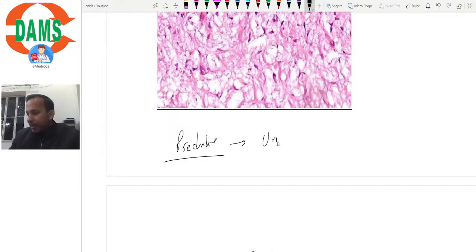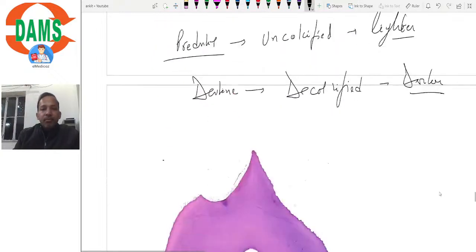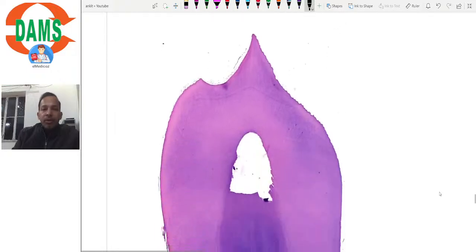Pre-dentin तो कैसा है? Uncalcified. And it is lighter in shade, isn't it? And the remainder dentin is decalcified and it is darker in shade, isn't it? So let's go to the next section.